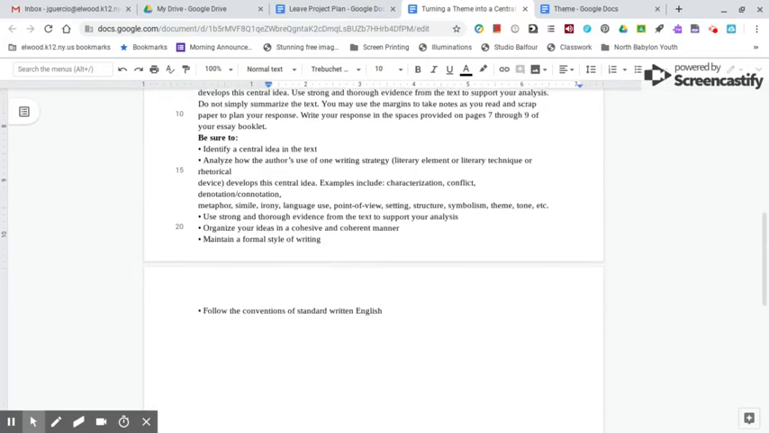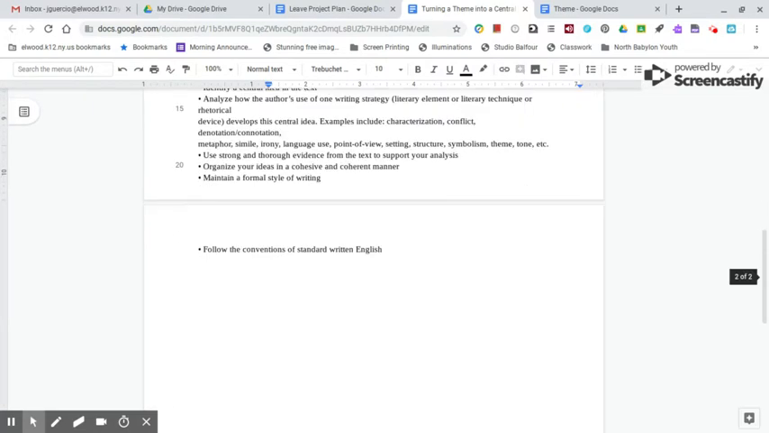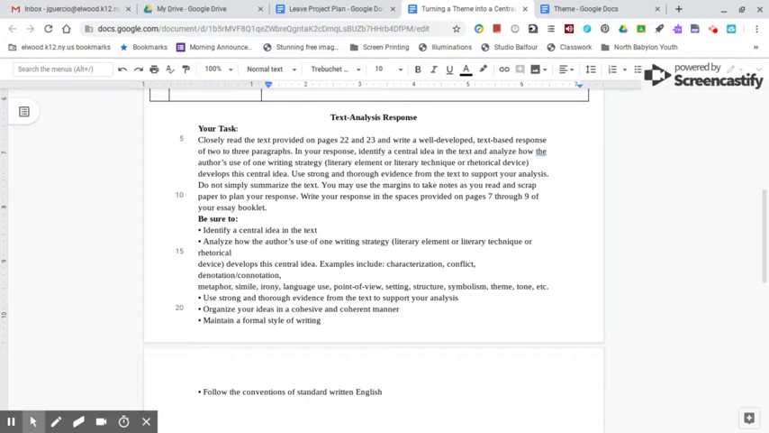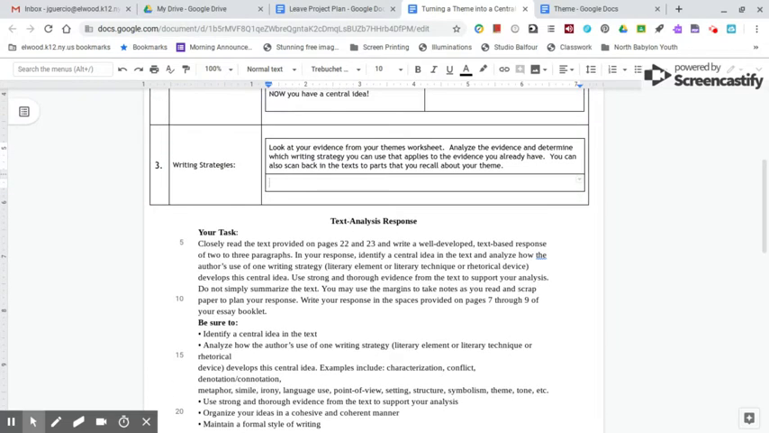And then the last part is you will write a text analysis response, which again is 2 to 3 paragraphs, and all of the information you need to write that is here. Remember, in a text analysis response, you need to identify a central idea. You need to explain how the author uses a writing strategy to develop that central idea. And you need to explain how each piece of evidence of the writing strategy connects to the central idea.